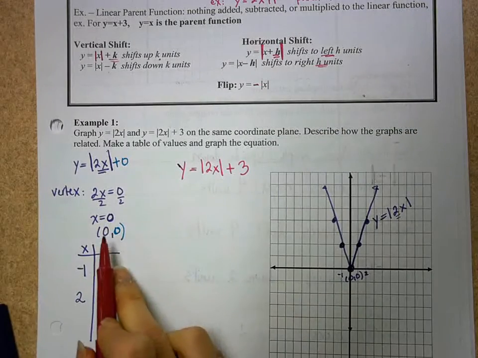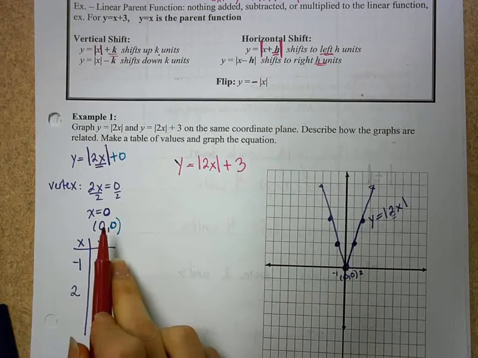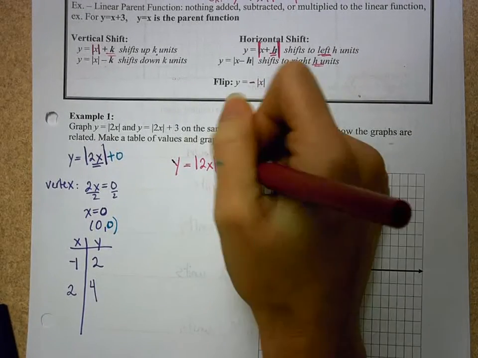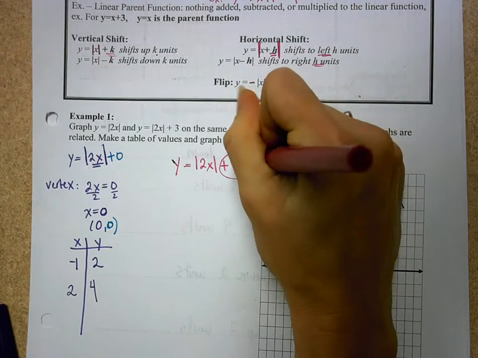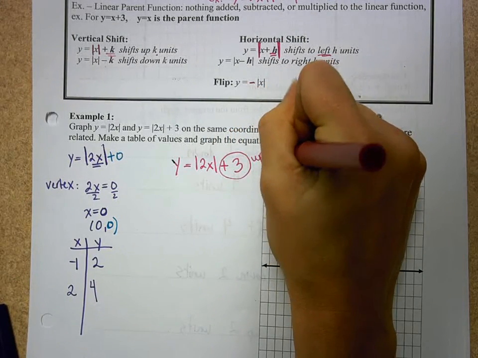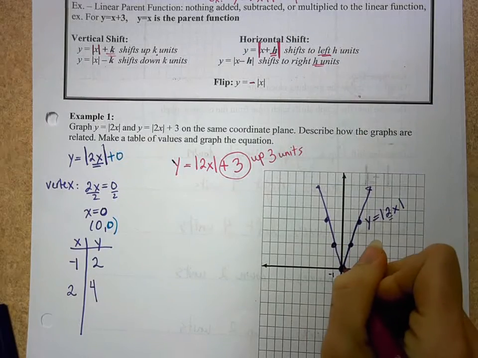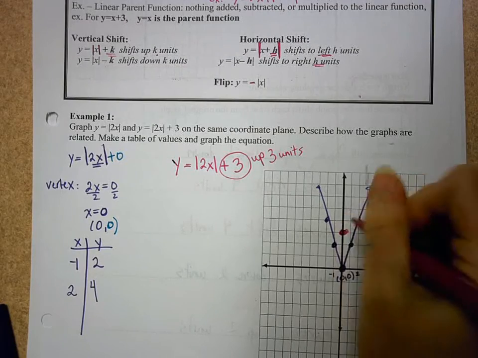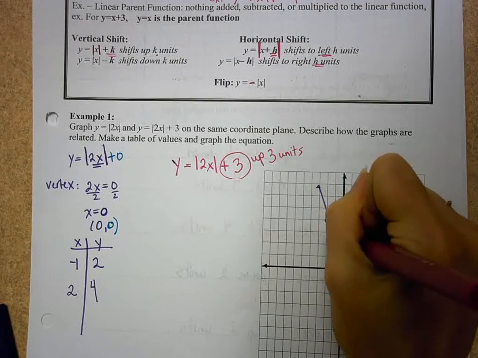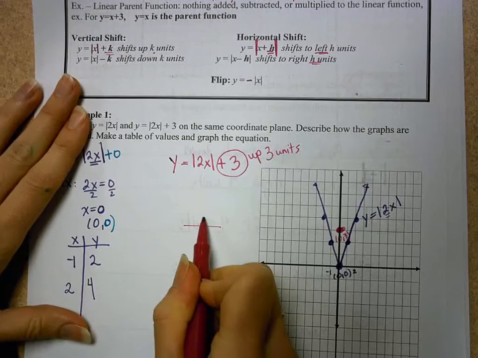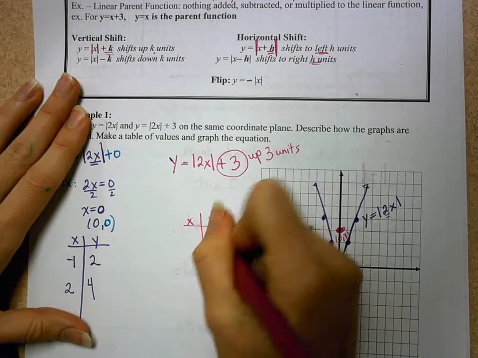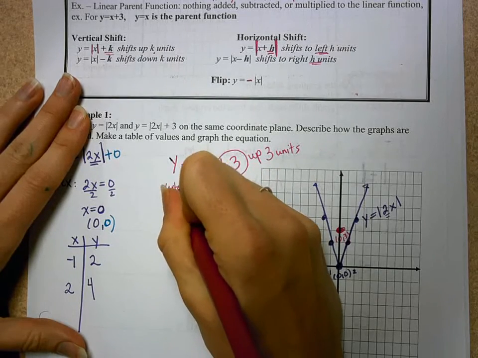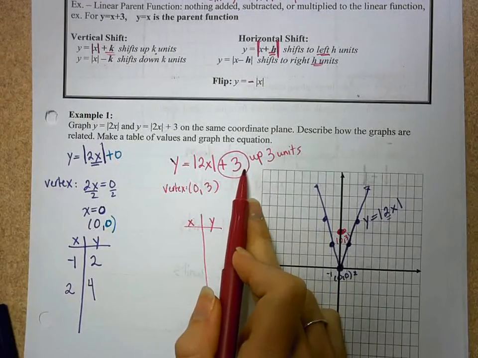We want to see how we can use what we've done before and how this graph will change. Hopefully you're thinking the plus 3 moves the graph up 3 units. So the vertex is no longer at 0, 0, it goes up 1, 2, 3. Now it's at the point 0, 3. If I did a table of x and y, I didn't have to do the algebra work here, I just know that's my vertex from the shift that I see in the function.